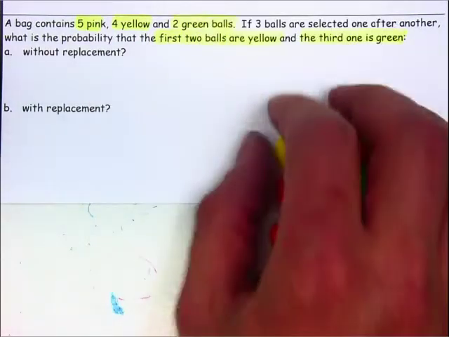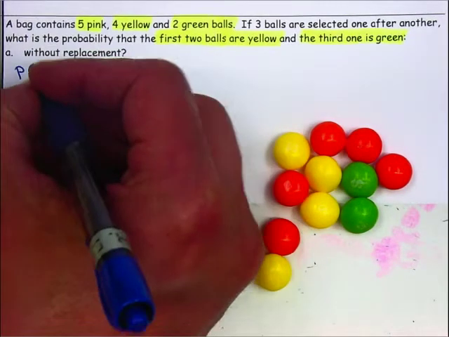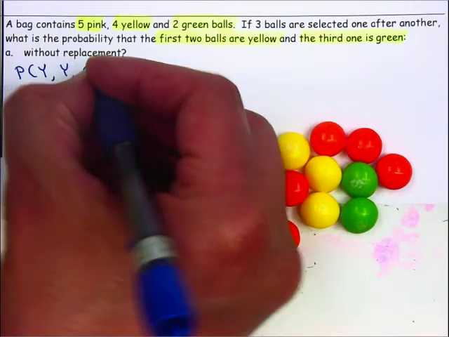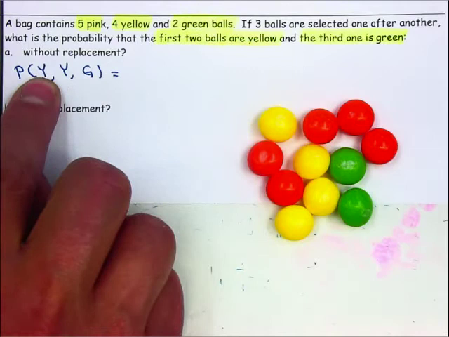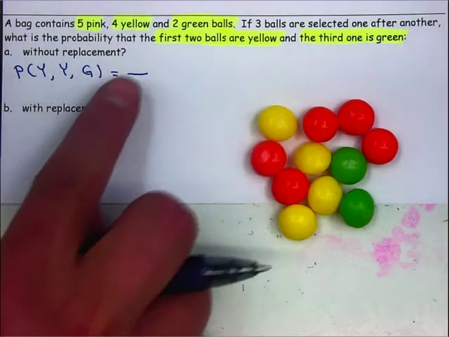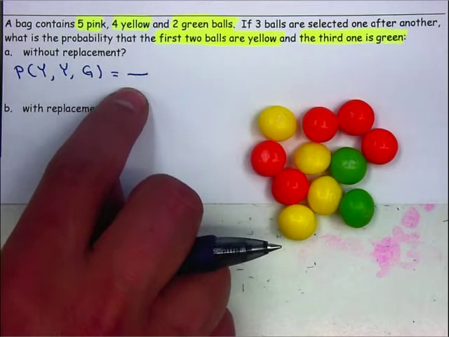Now let's write down the notation for this. What's the probability of getting a yellow, and the last one should be a green? First, what's the probability of getting a yellow one? That'll be the first fraction. Remember, on the numerator will be what you want, on the denominator will be what's possible.